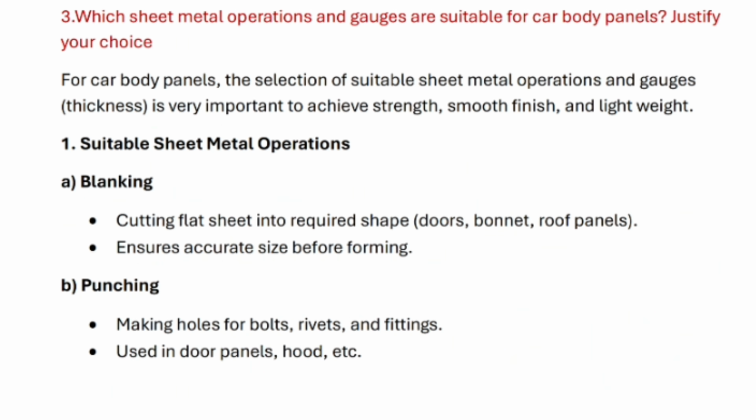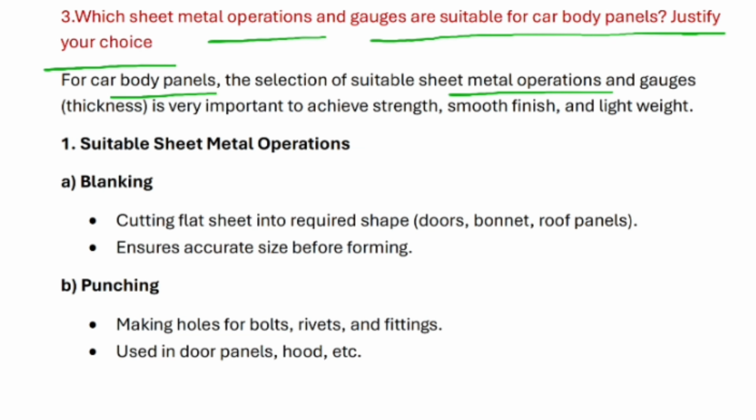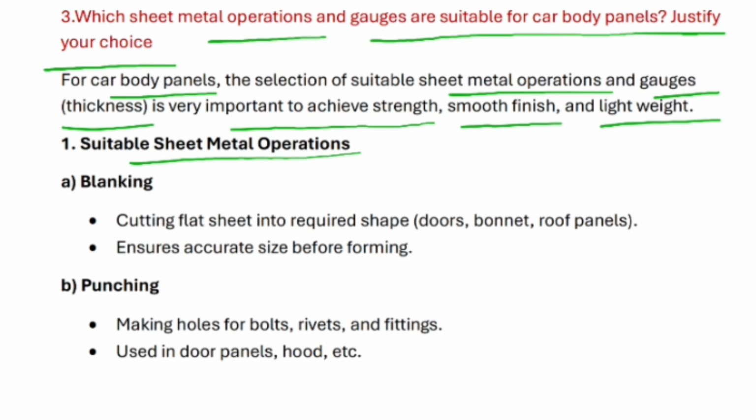Next: which sheet material, operations and gauges are suitable for car body panels? Justify your choice. Coming to the car body panels, the selection of suitable sheet material, operations, gauge and thickness is very important. Why are these all important? We have to achieve strength, smooth finish and light weight. So how are you going to explain the car body panel with sheet metal? We have to use suitable sheet metal operations.